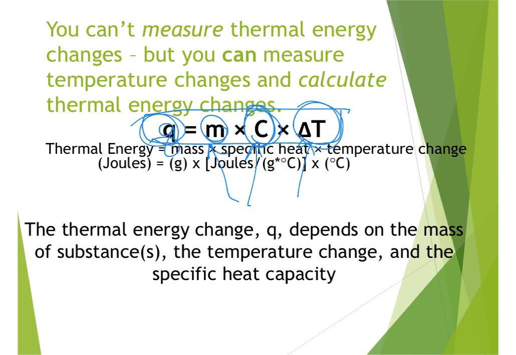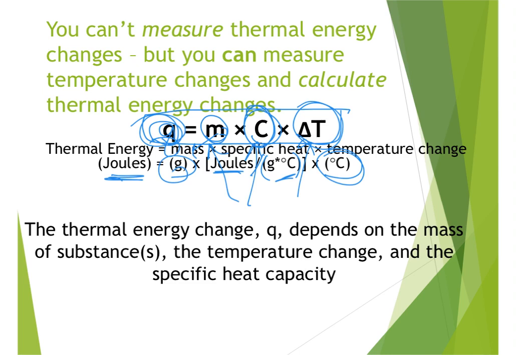Just to keep units straight too, any type of energy that we deal with, we're going to use units of joules. Mass is grams. The units for specific heat capacity are weird. It's joules over grams times degrees Celsius. And then for change in temperature, make sure that the temperature readings are in Celsius, or Kelvin would work too.